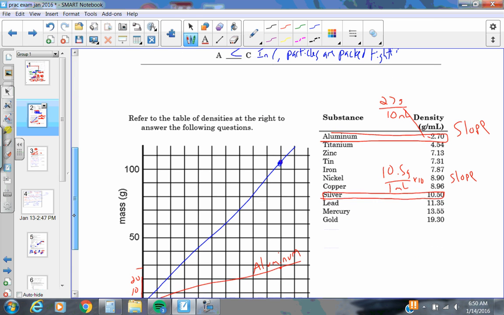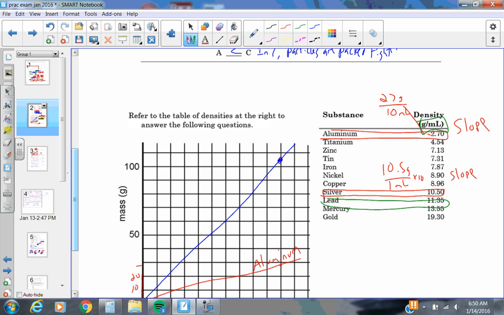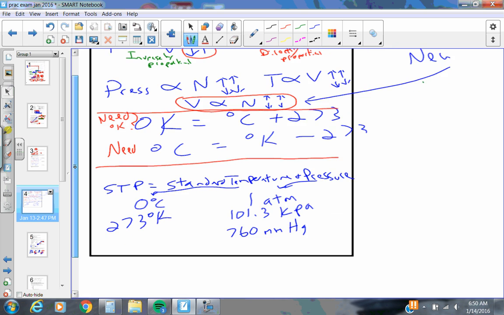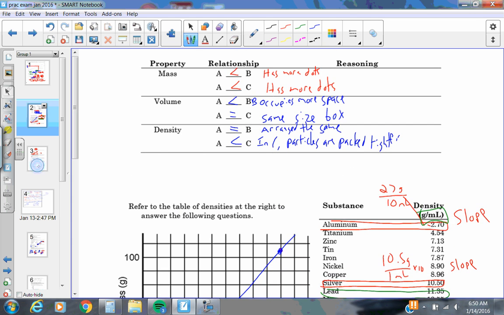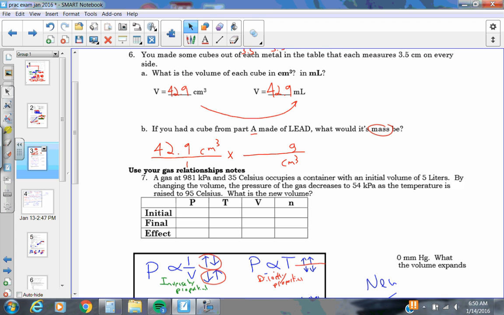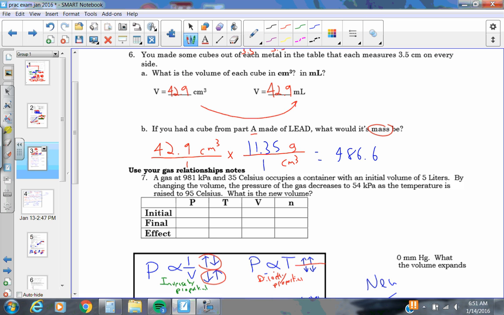Let me find lead. Lead is 11.35 grams per milliliter. What does that mean? 11.35 grams. That means I put the 11.35 here next to grams, and 1 milliliter or cubic centimeter is on the bottom. 42.9, I already have it there, times 11.35, 486.6 grams.